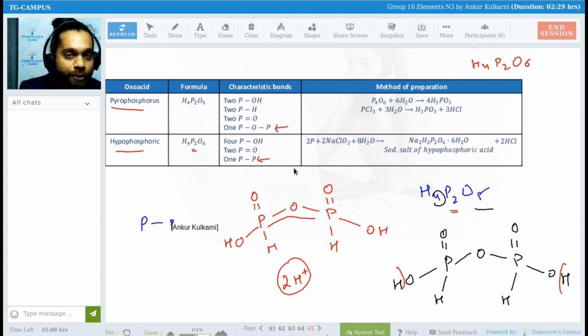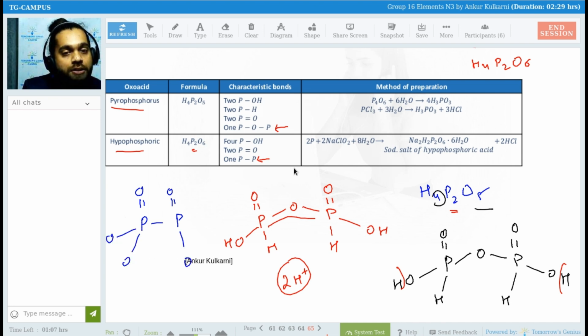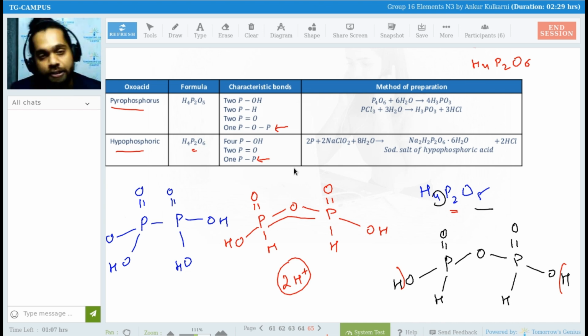Remaining thing, what you will do, as I told you, first thing, draw the double bond to the P. Double bonded O. Remaining oxygen, how many oxygens are left? We have 4 oxygens left: 1, 2, 3, 4. Then how many hydrogens do we have? 4 hydrogens: 1, 2, 3, 4. Is it clear, everyone? Very easy.